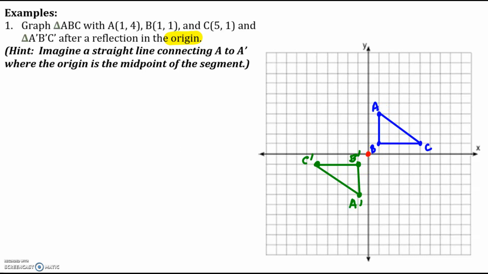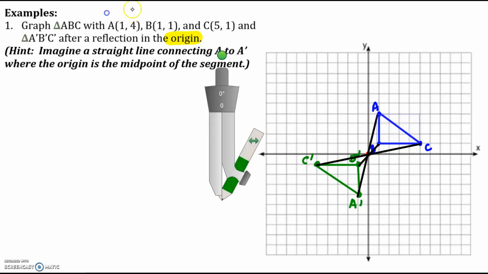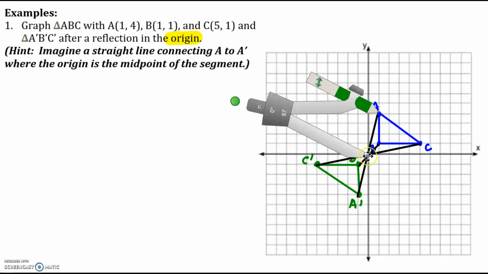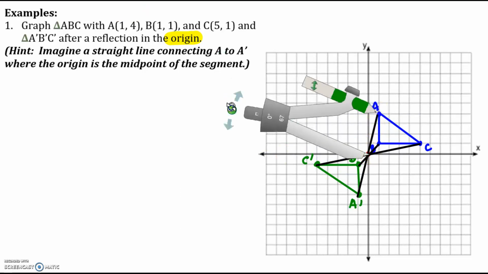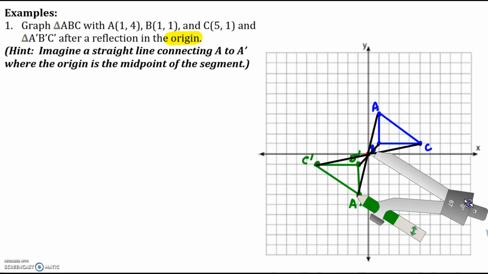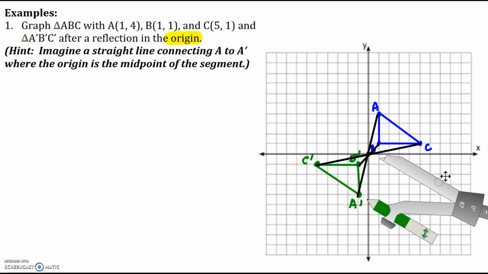Again, imagine connecting A to A prime, B to B prime, and C to C prime. You can see that the origin is the center of all of those. Additionally, it's a 180-degree rotation if you imagine measuring from the center to A and then flipping it around. It's a perfect 180 along that line, and that's how point reflection really works.